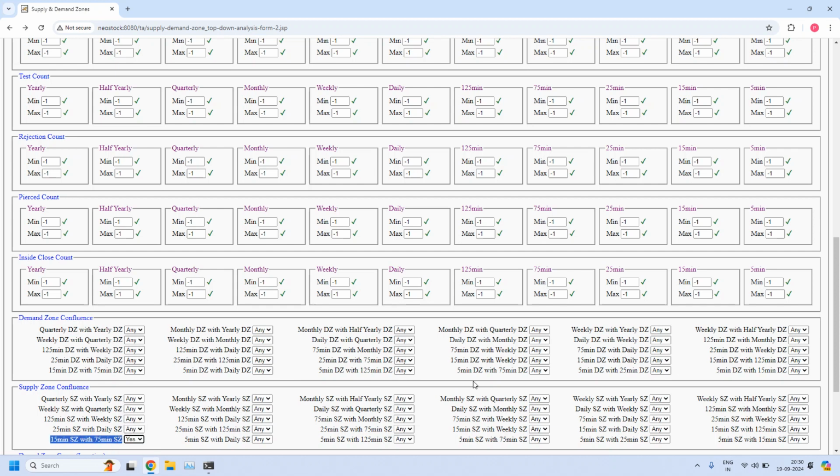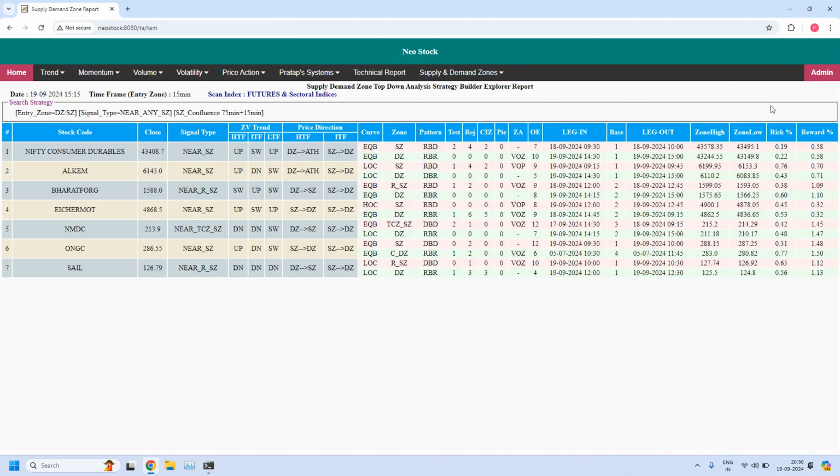So I'm enabling the filter. Let's verify. Out of 11, 7 stocks are filtered. These stocks are part of the 75 minute zone. Entry zone is 15 minute, but that zone is overlapped with 75 minute zone.